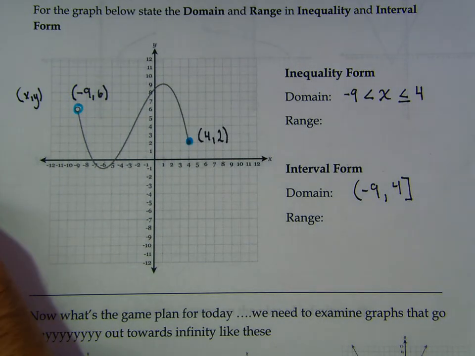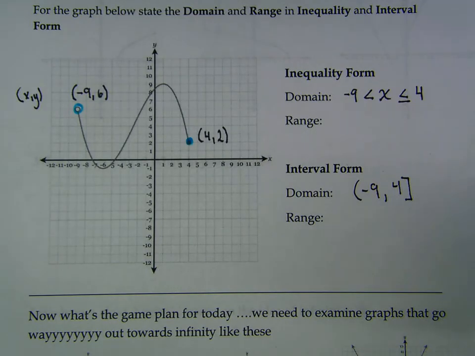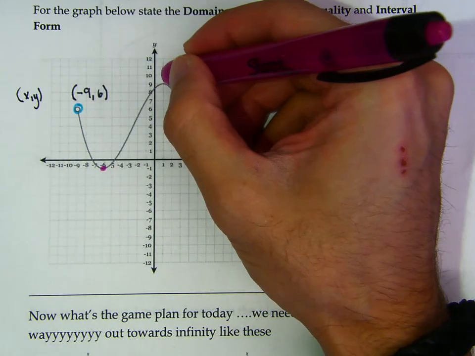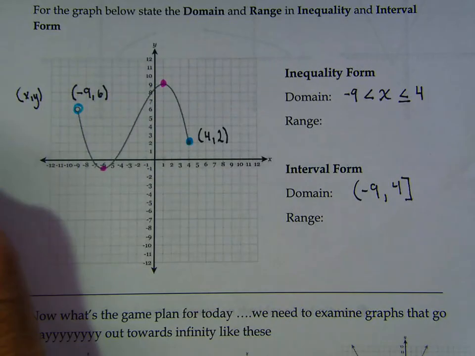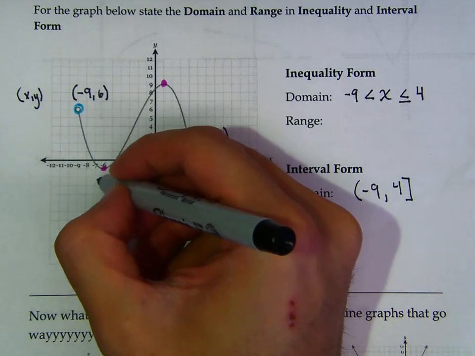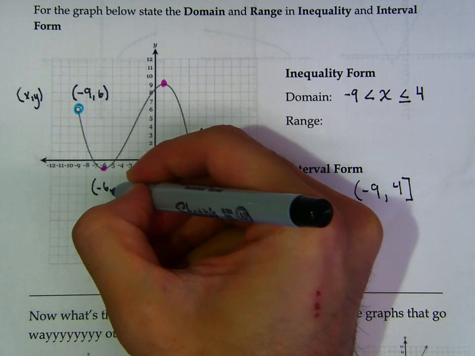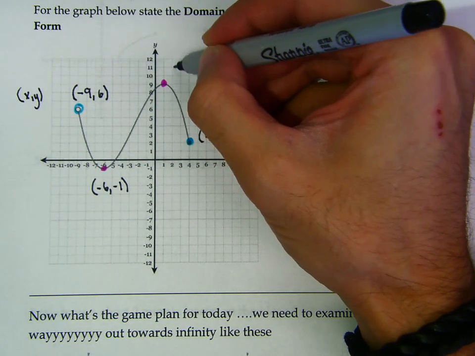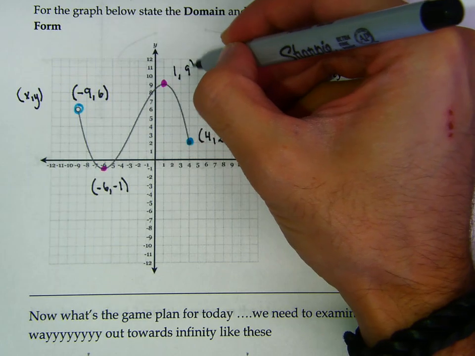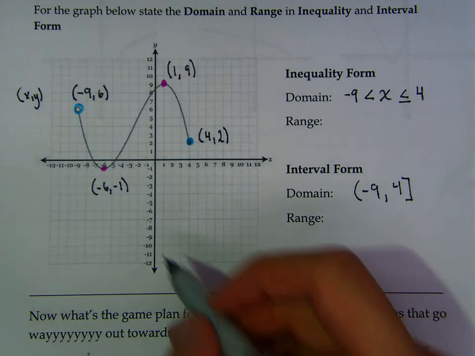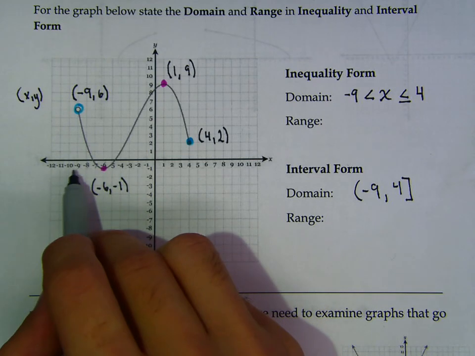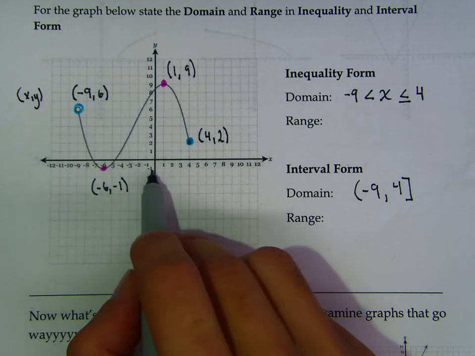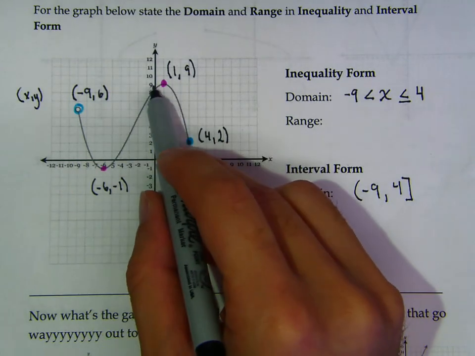Okay, for range. Range is how far low, how far high. What is the lowest point on this graph? It is over here. And what is the highest point on the graph? It is over there. So let's label this as a point. My x point is -6. My y point is -1. My x point is 1. And my y value is 9. Notice that for domain, we went from -9 to +4. Our range is from -1 to +9.